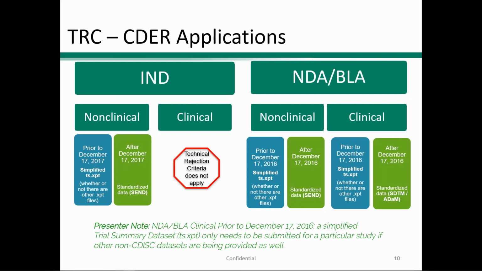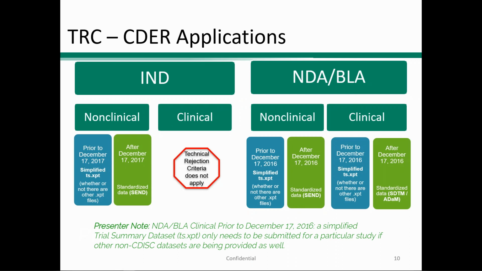For non-clinical, if it started prior to December 17, 2016, you only need to submit the simplified TS dataset. Again, regardless if you're submitting other data or not. And the same goes for your clinical studies. If you have studies that started after December 17, 2016, they want to see the standardized data packages.